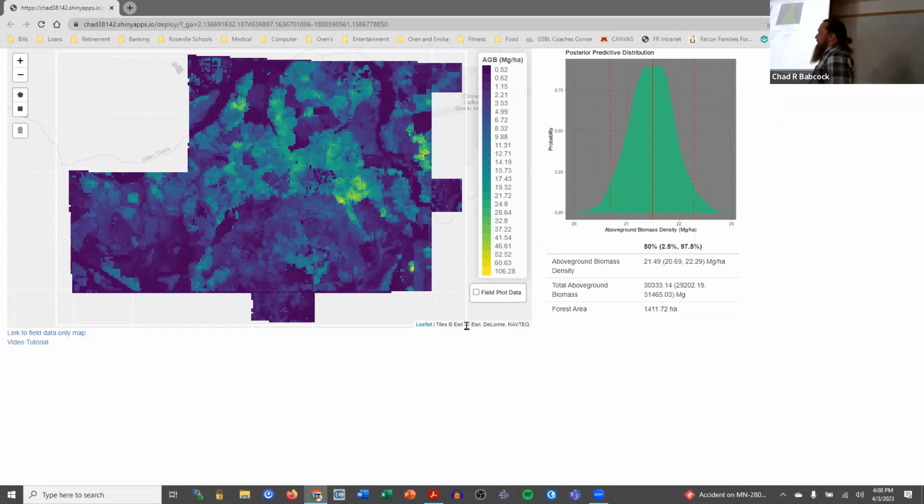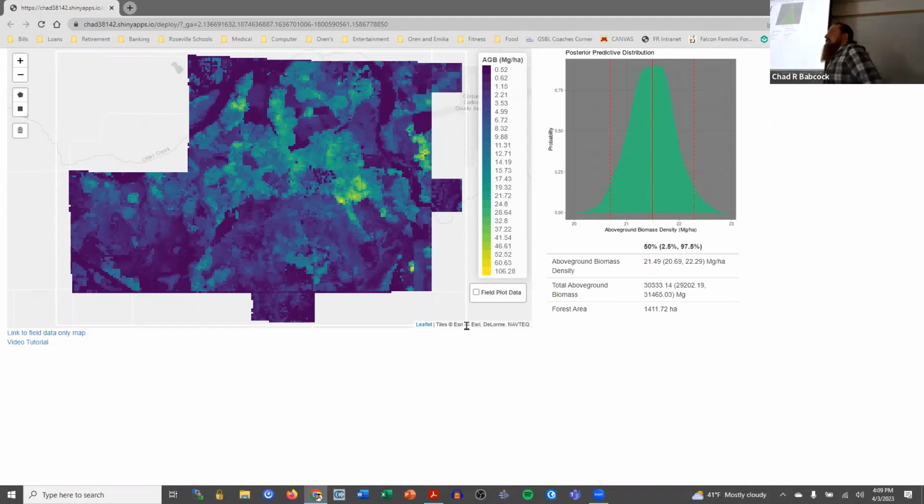So the idea here is that if we can produce a map in such a way, potentially over all of Minnesota, we could get this up online and allow landowners to draw boxes around their property, come up with initial estimates, and actually come up with uncertainties that we can use.